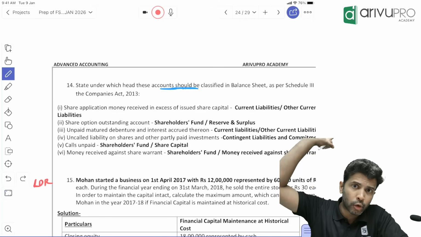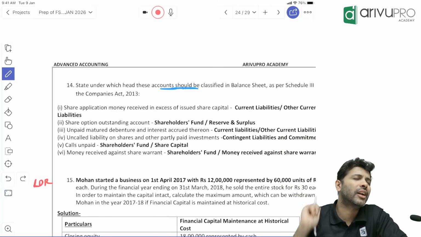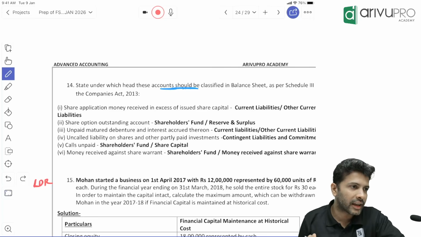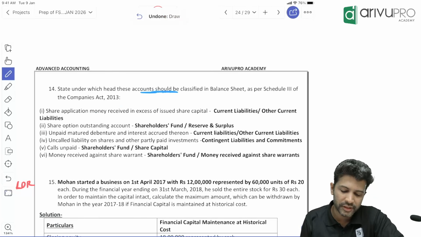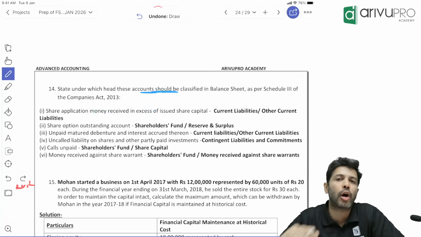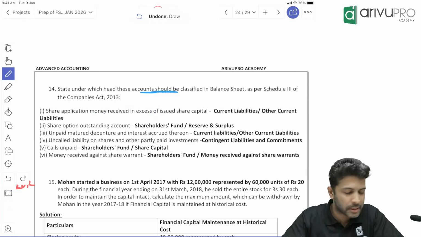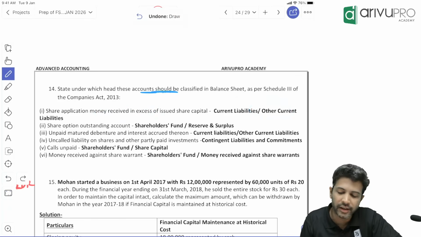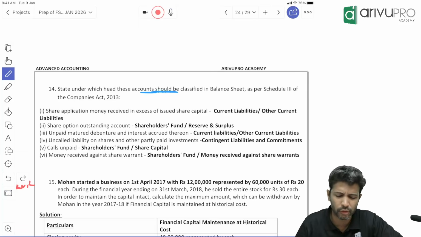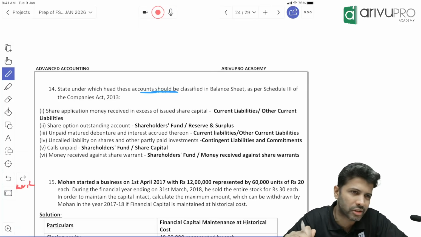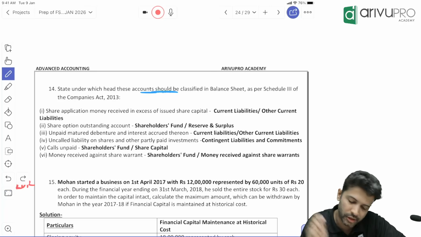Can they refund after 12 months or immediately? So where will it come? Under current liability, specifically under which one? Other current liability. So if you have received any excess money, the company will have an obligation to refund it. So it comes under current liability, specifically under other current liability. I think this came in one of the papers for 2 marks or something. They asked this as a theory question.